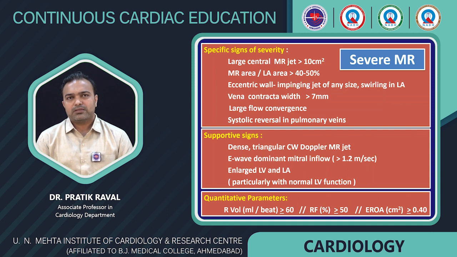There are supportive signs which include dense and triangular color continuous wave Doppler signal, E wave dominant velocity more than 1.2 meter per second, and enlarged LA and LV, particularly with normal LV function in the setting of primary MR. Quantitative parameters for severe MR include regurgitant volume more than 60, regurgitant fraction more than or equal to 50%, and ERO area more than 0.4 centimeters square.